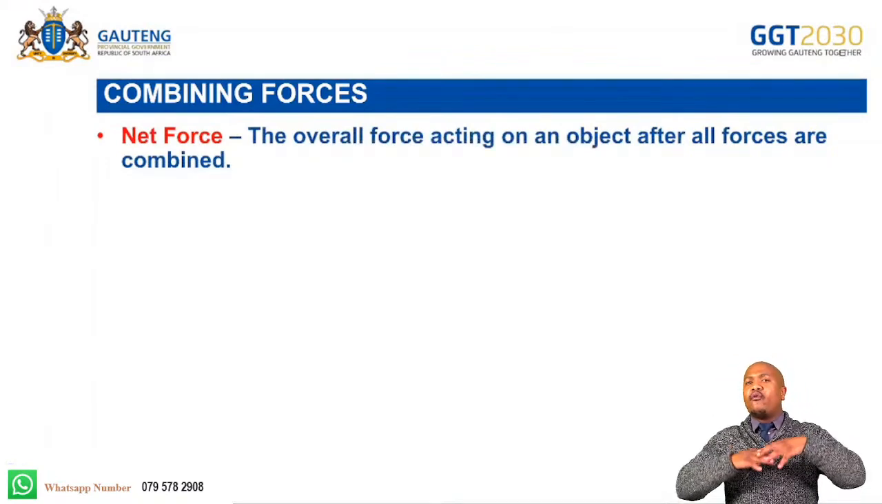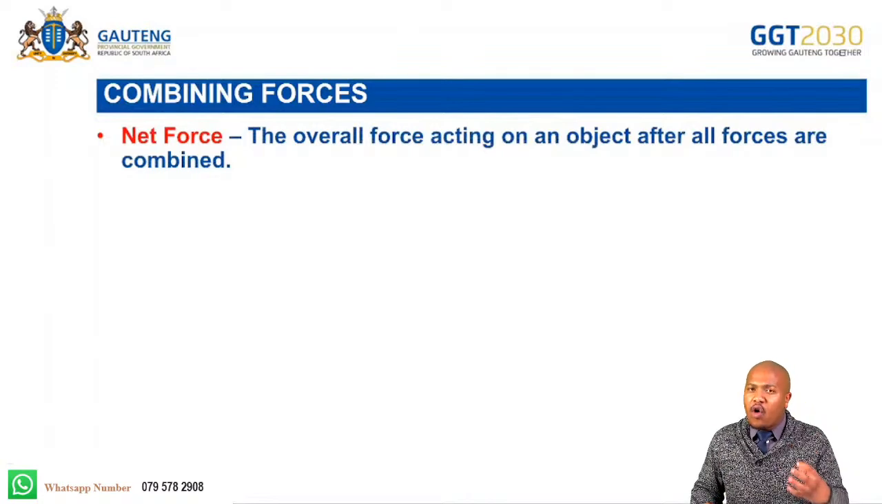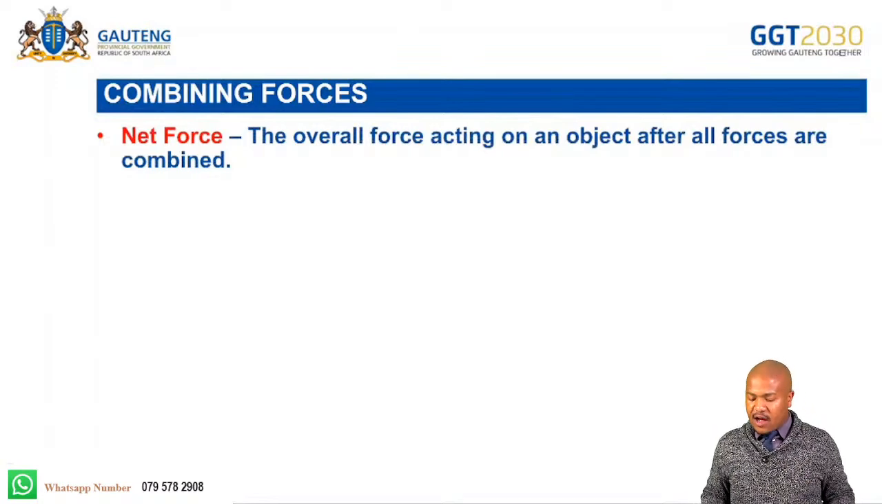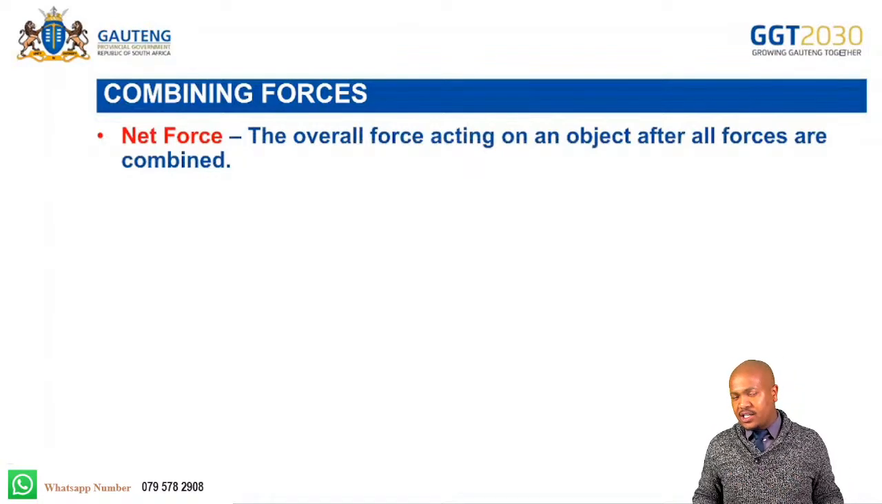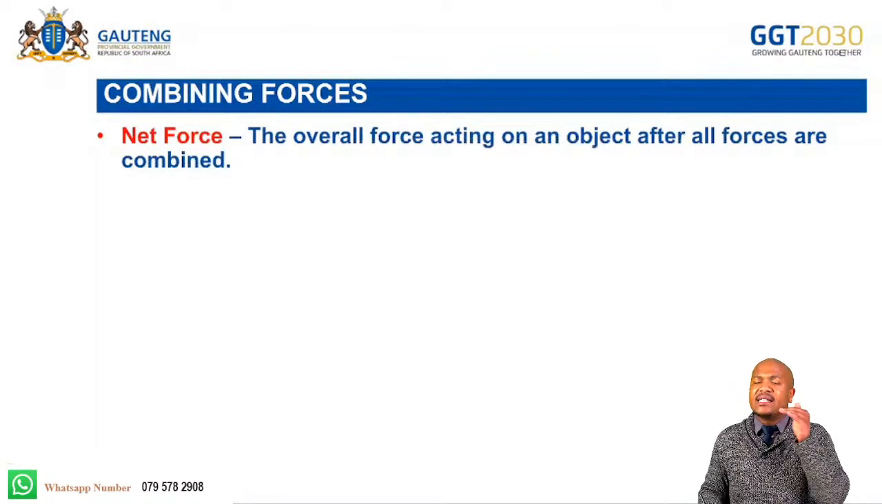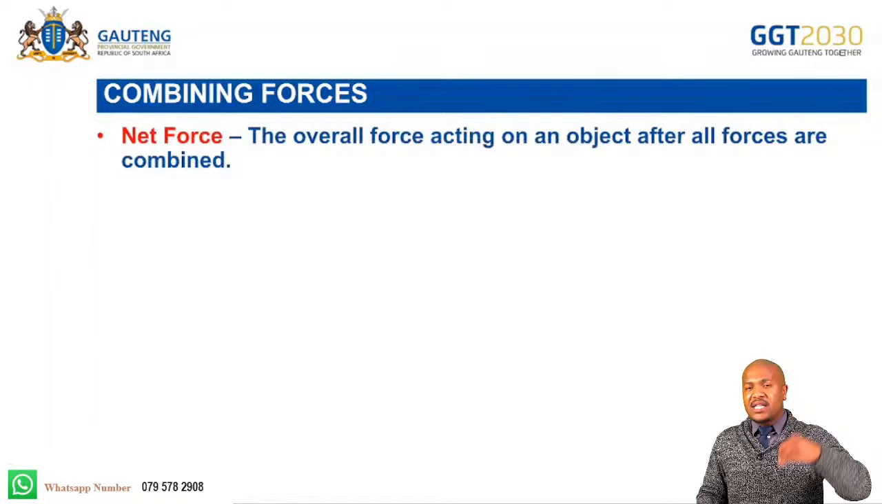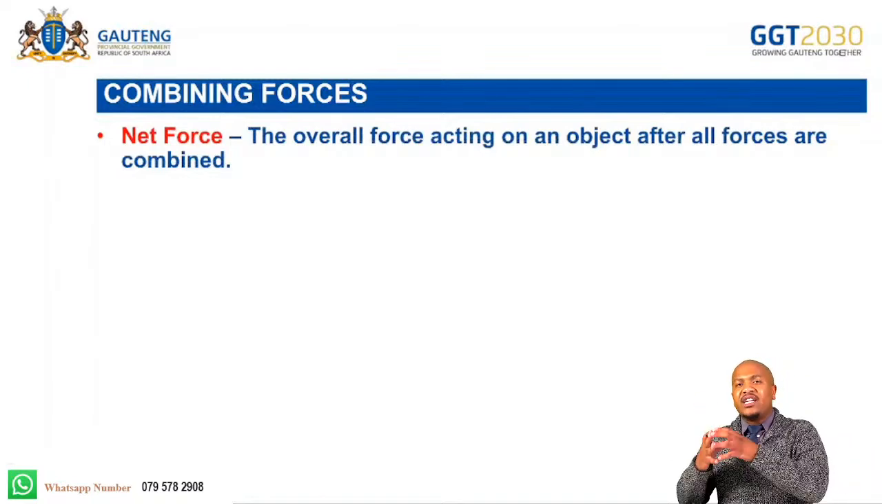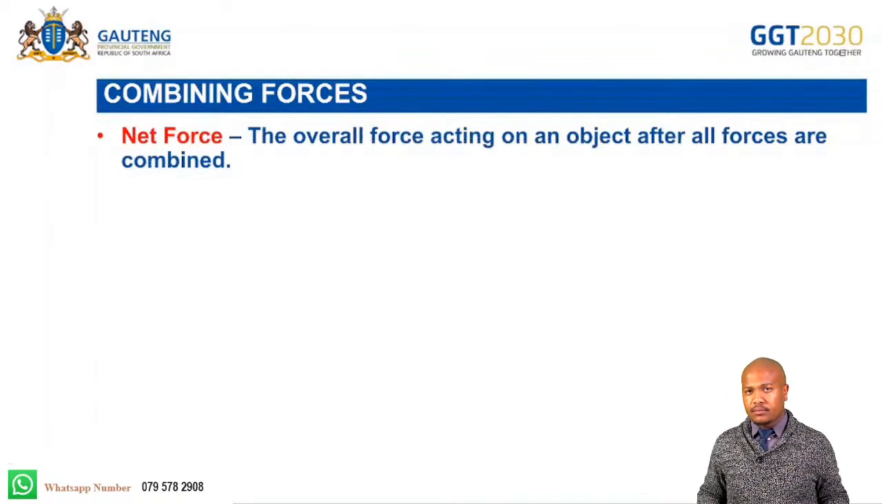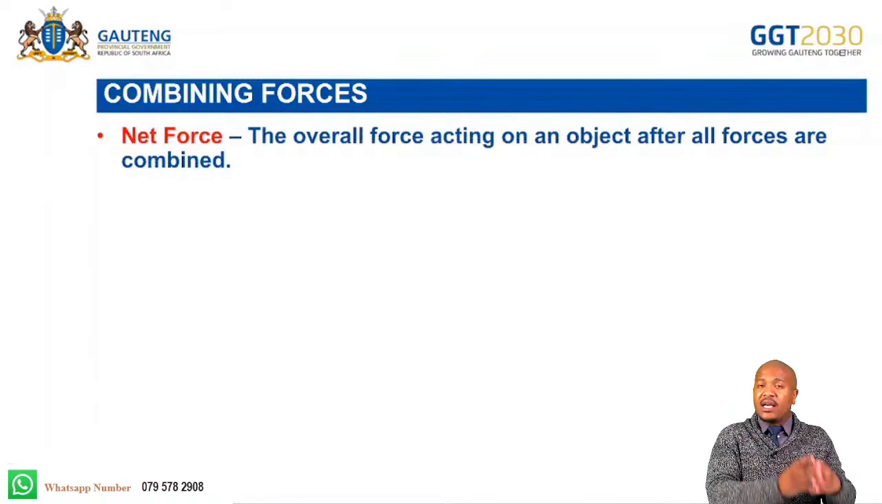We need to find out the overall force acting on an object after all forces are combined, and that one we call a net force, a resultant force. For the car to be stopped by the brick wall, it means that what? The brick wall applied more force than the car. Are we together?